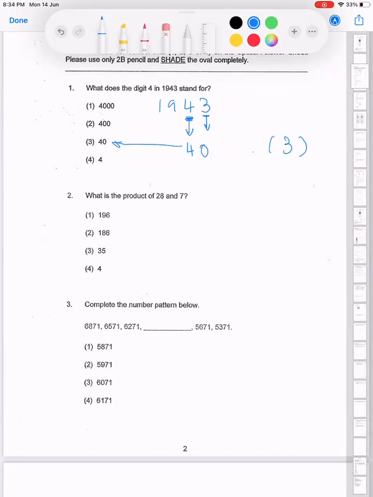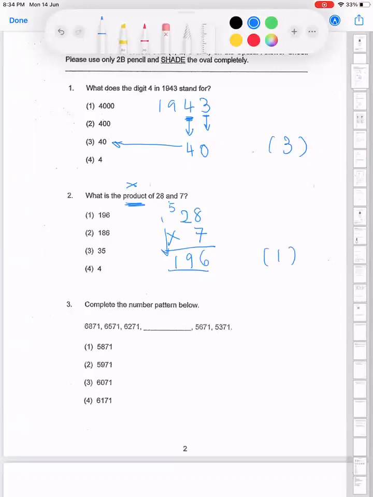Okay, next one. What is the product? Product means multiply. So 28 times 7. So we know that 8 times 7 gives you 56. So we put 6. And we put a 5 on top. And then 2 times 7 gives you 14. So 14 you add the 5 on top. It gives you 9. Bring down the 1. 1 from here. So it'll be 1.